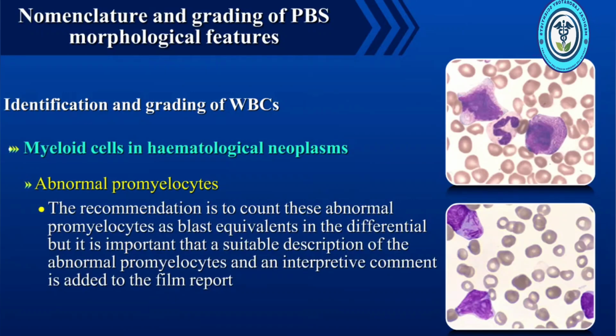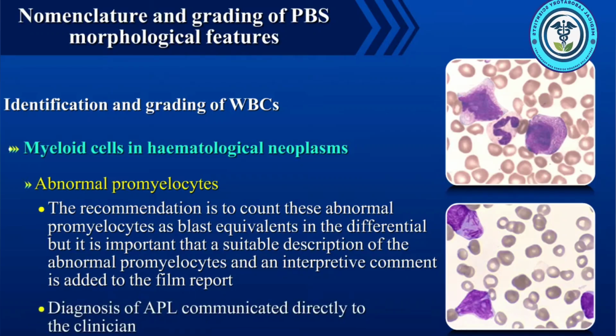The recommendation is to count these abnormal promyelocytes as blast equivalents in the differential, but it is important that a suitable description of the abnormal promyelocytes and an interpretive comment is added to the film report, and a likely diagnosis of acute promyelocytic leukemia communicated directly to the clinician.